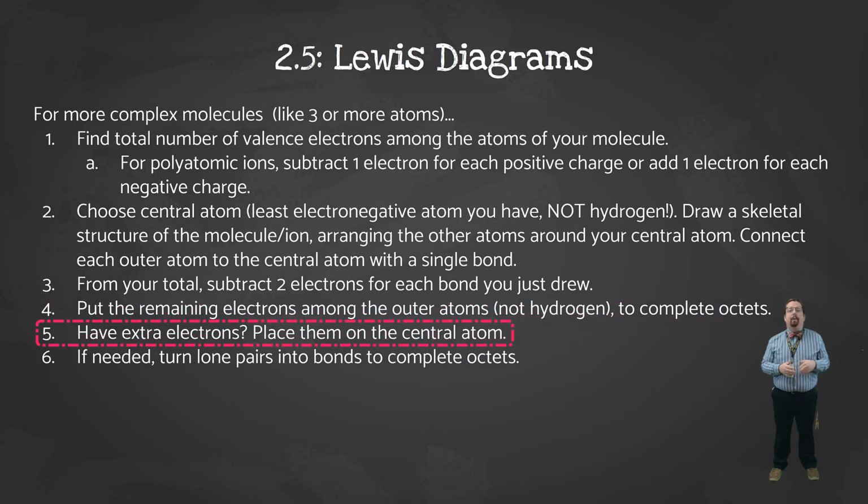If you run out of room on your outer atoms, move on to the central atom and keep placing electrons. When you've placed all of your electrons, evaluate your structure. Does each atom have 8 electrons around it? If not, turn some of your lone pairs of electrons into double or triple bonds. Your ultimate goal is to fill all octets.